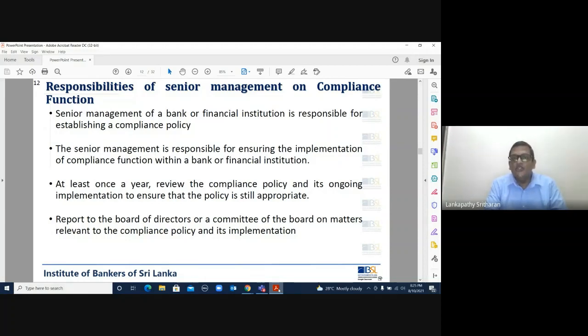There may be issues. So from time to time, they have to report to the top management. Top management is the board of directors or the subcommittee. So these are the responsibilities. In the exam, there may be some questions. If there are questions on the responsibilities of the senior management with regard to the compliance function, then if you have mentioned these 4 functions, that would be enough actually. So these are the things you have to mention.